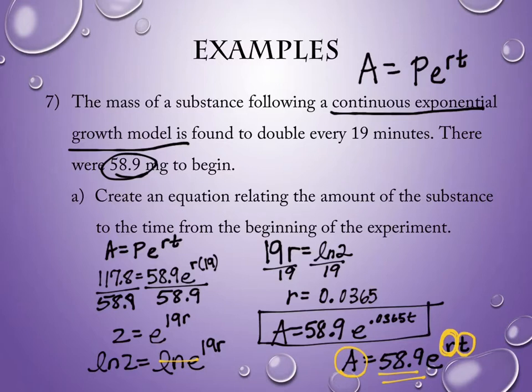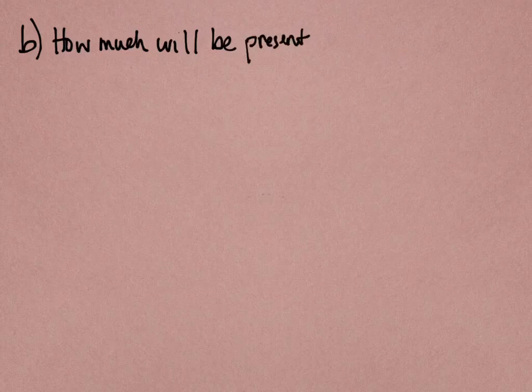And then what I'm asked to do in part B is to use that equation I created to find out how much is going to be present in 5 minutes. Let me write that question out. Part B: how much will be present after 5 minutes?